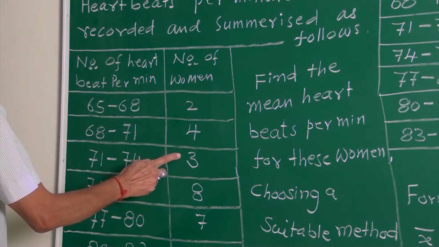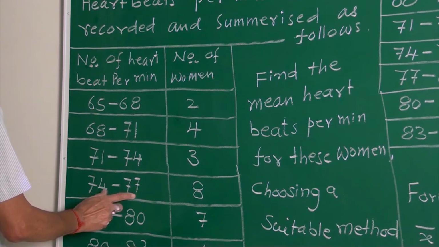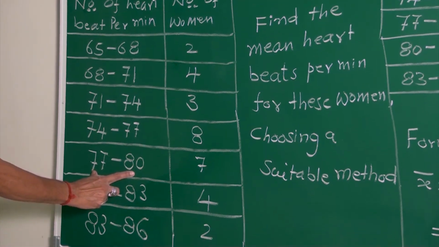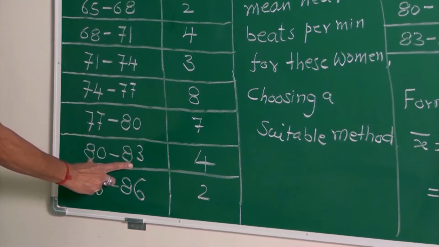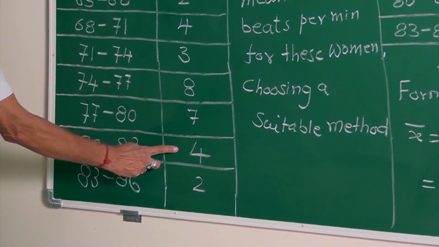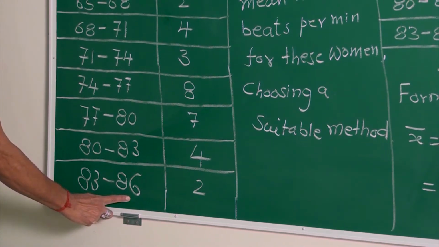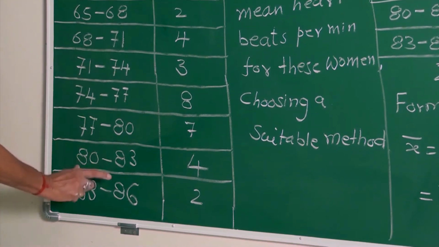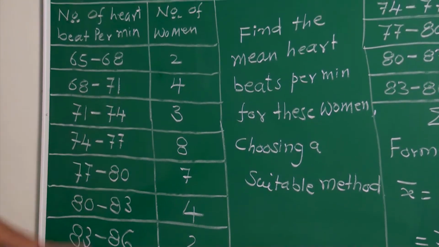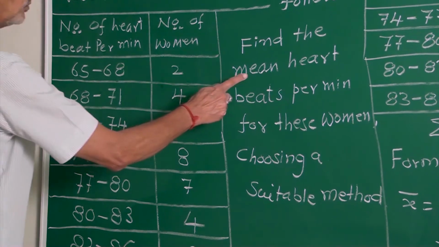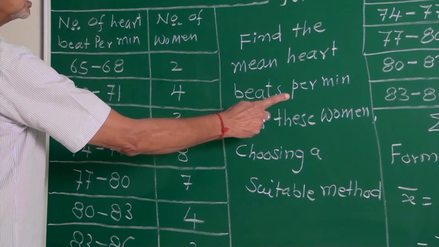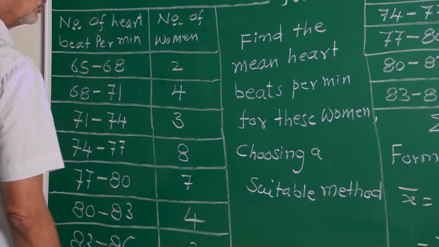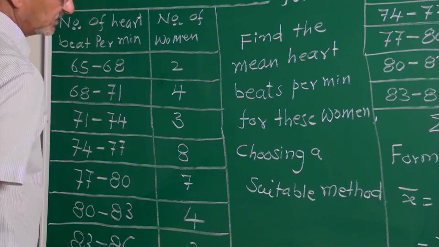71 to 74 there are 3. 74 to 77 there are 8 women. 77 to 80 there are 7. Between 80 to 83, 4. Between 83 and 86 there are 2. This is the heartbeat. Between heartbeats, these are the number of women. You wanted to find the mean heartbeats per minute for these women, choosing a suitable method.